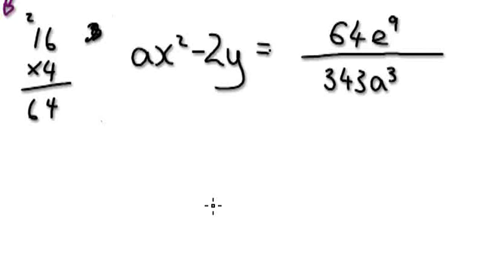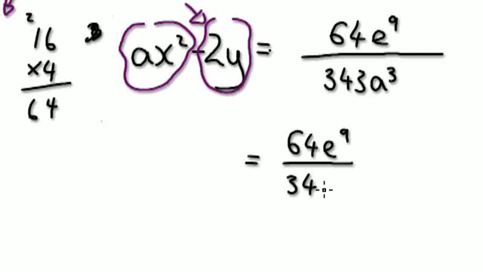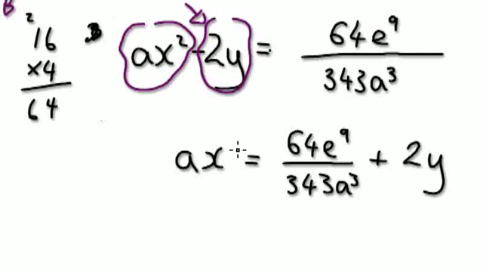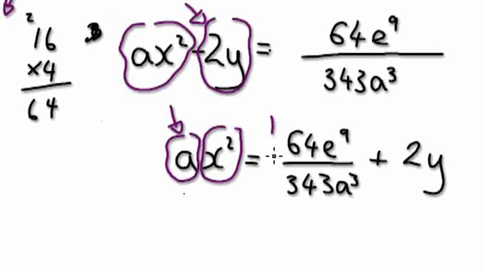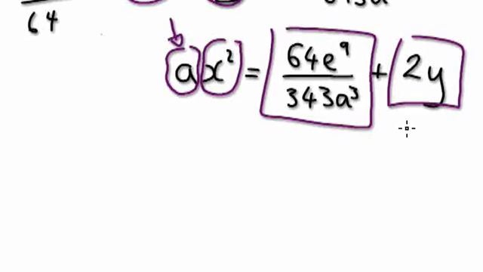Okay. So now let's add. So now visualize this. Take away this. So let's add 2y to both sides. So it will be 64e to the power of 9 over 343a to the power of 3 plus 2y equals ax squared. So now we know we've got to divide by a. But we've got two blocks here. So let's merge them together. Then division will be much easier.